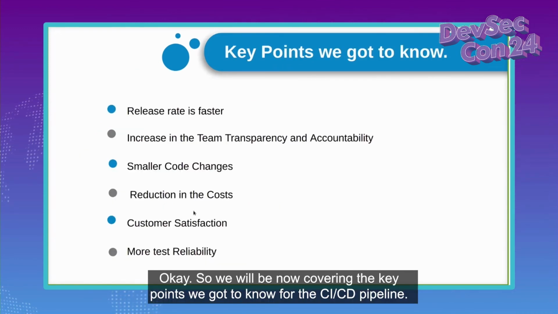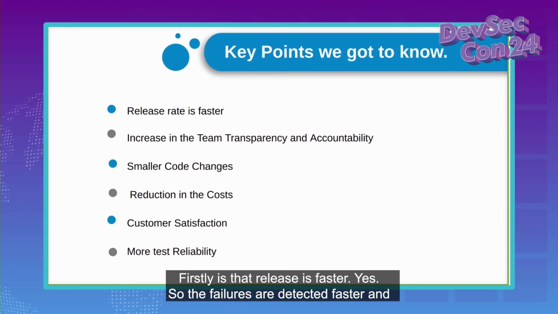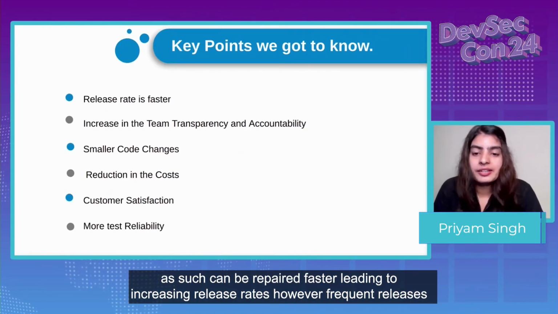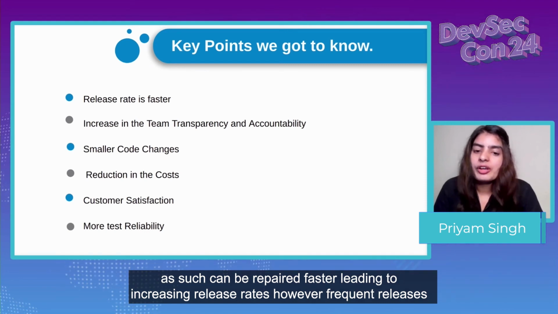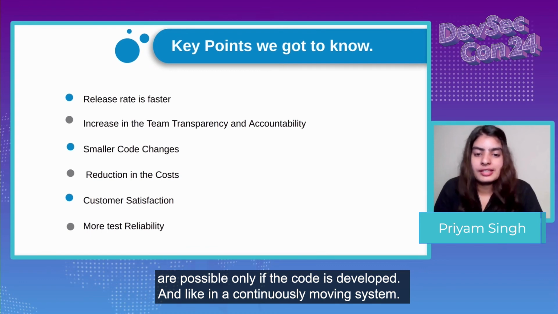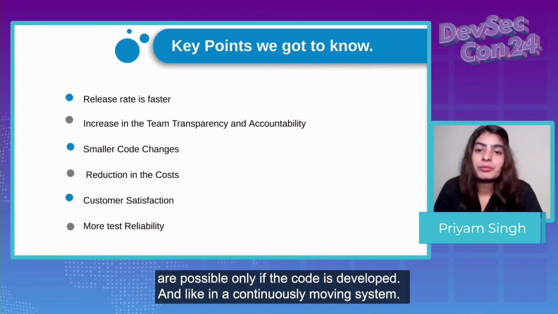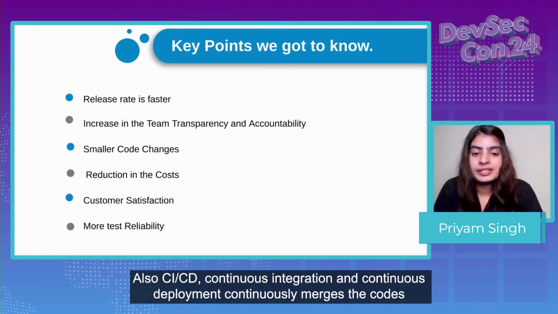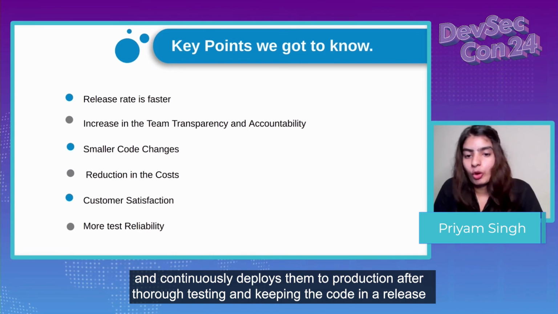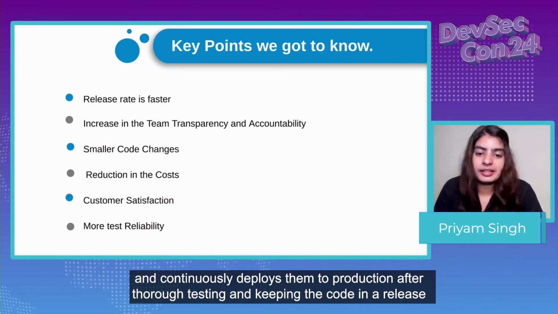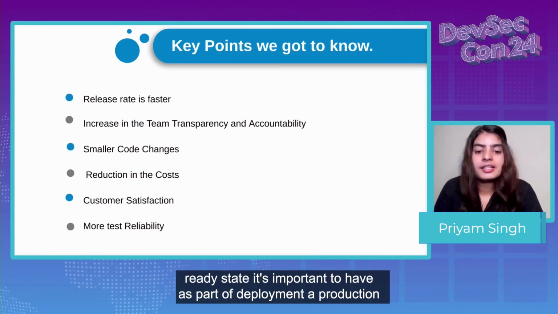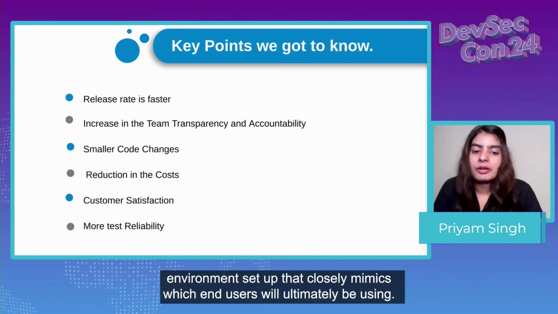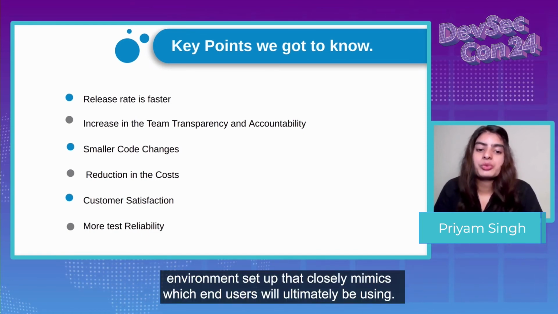Okay, so we will now be covering the key points we got to know for the CI/CD pipeline. Firstly, release is faster. Failures are detected faster and as such can be repaired faster, leading to increased release rates. However, frequent releases are possible only if the code is developed in a continuously moving system. CI/CD, continuous integration and continuous deployment, continuously merges the code and deploys it to production after thorough testing. To keep the code in a release-ready state, it's important to have a production environment set up that closely mimics the one end users will ultimately be using.